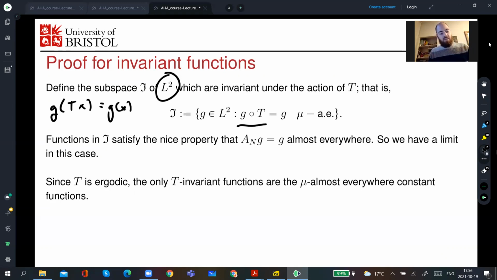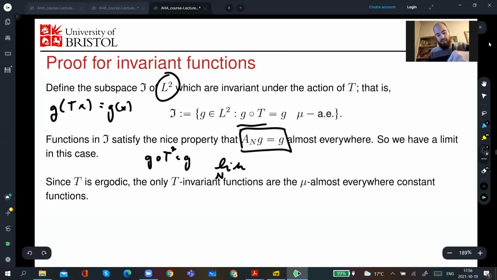We can see that they actually are invariant under the averages as well. I know that g of T is equal to g, but then I take g and apply T to it again. That's also equal to g because it's equal to g of T, and so on. And so we actually get that any average A_n applied to a T invariant function gives me the same function back. Now that means that if we look at the limit as n goes to infinity of A_n of g, that's always equal to g. So as I take the limit to infinity, it's also equal to g.